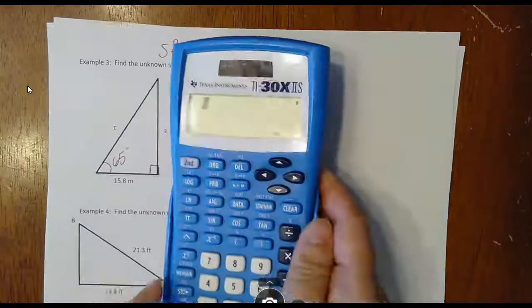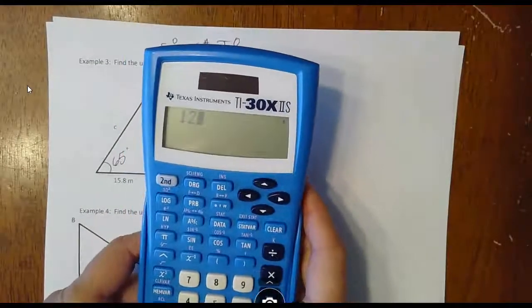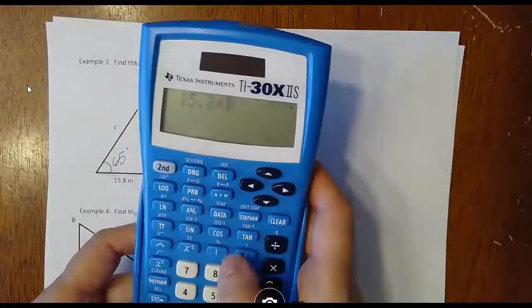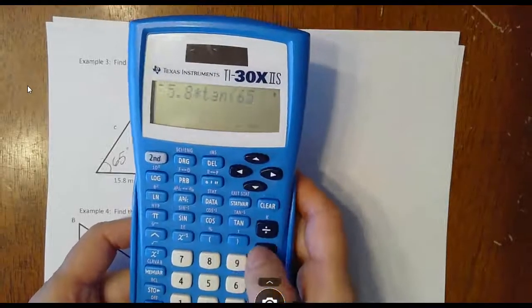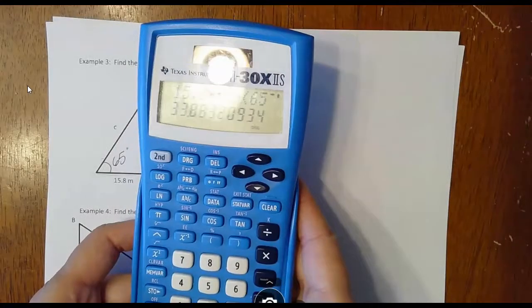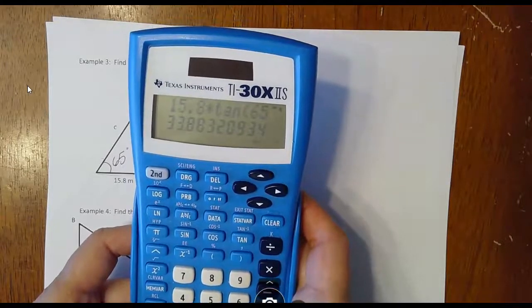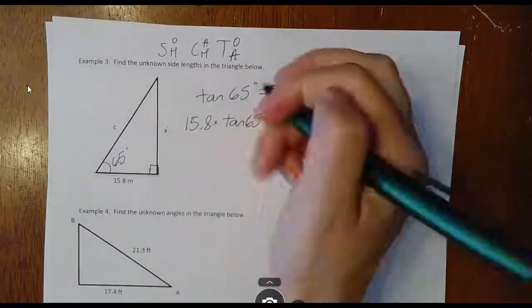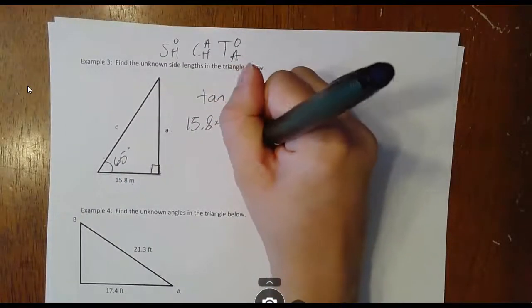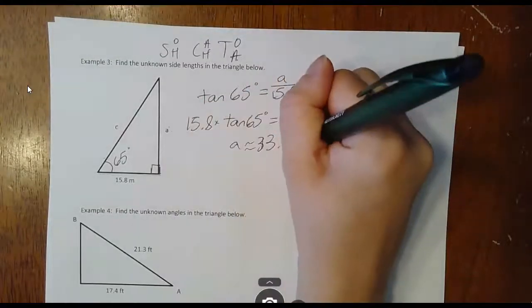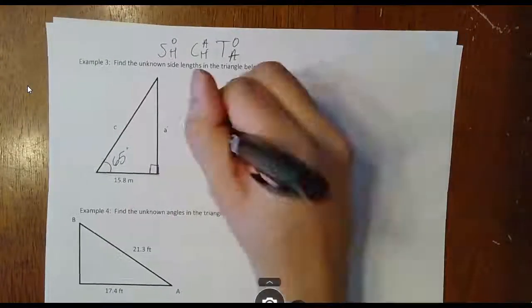So for me, I'm going to go ahead and type that in. I'm going to have 15.8 times the tangent of 65 degrees. And we'll see that that's about 33.88, or about 33.9 if you want to round it to the nearest tenth. 33.9. We were in meters, so we stay in meters.